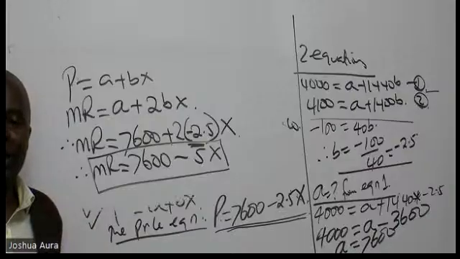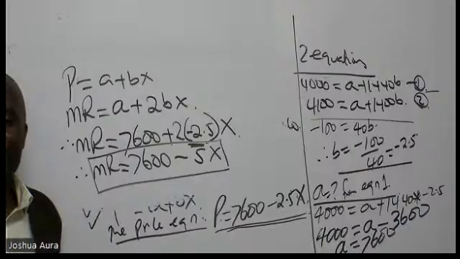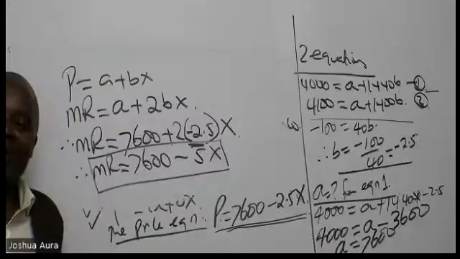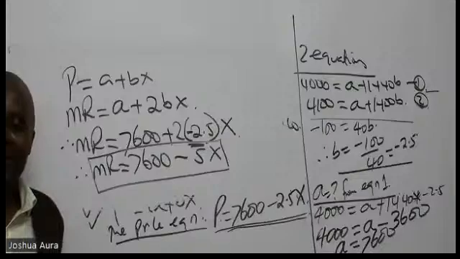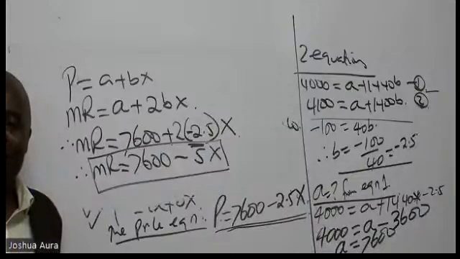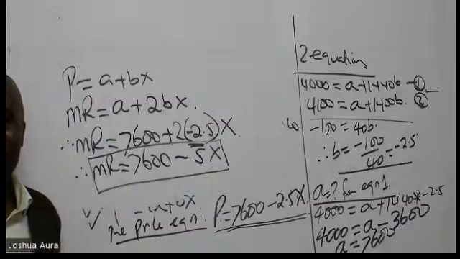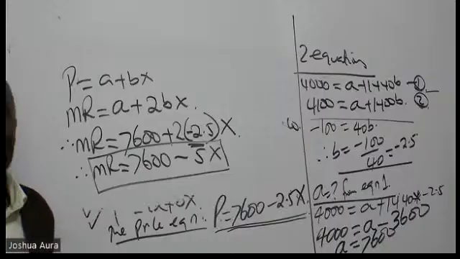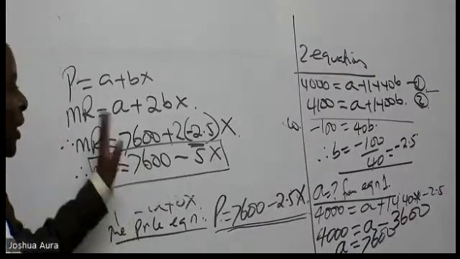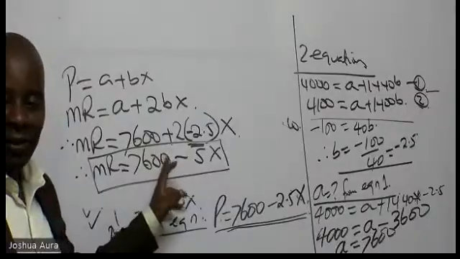Very important formula. You guys should even clap for me. I've given you a formula you guys have never known. A very important formula. Marginal revenue equals 7,600 minus 5X. We have to get X. We have only gotten the marginal revenue function. This is a very important function, especially if you hate differentiation.